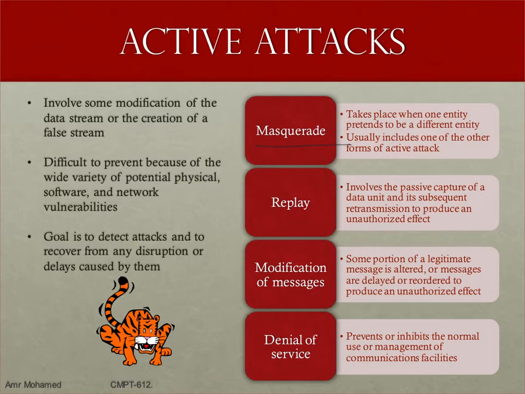So for example, I can get the user ID and password of a specific user. And then I can impersonate that user and access the system illegitimately, and then I can get some information or modify some systems and data and so on, under the access credentials of another person. This is what we call masquerade.